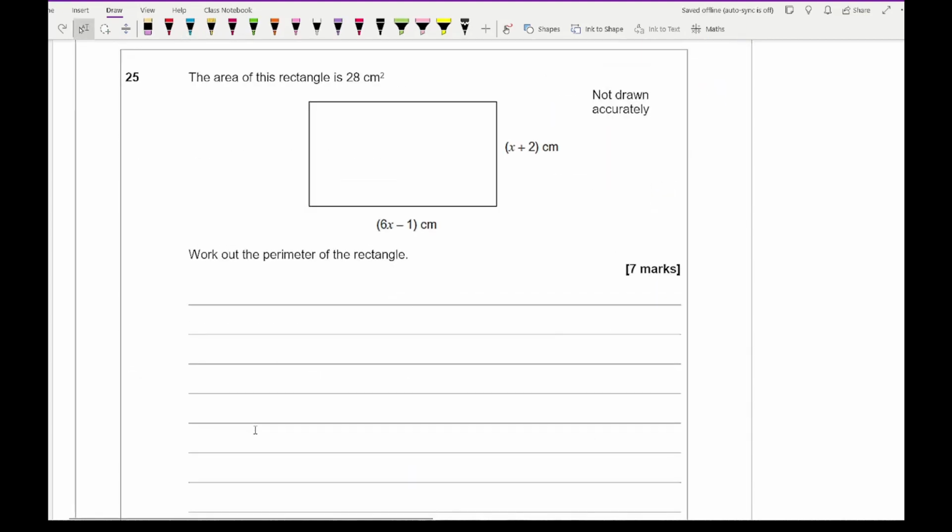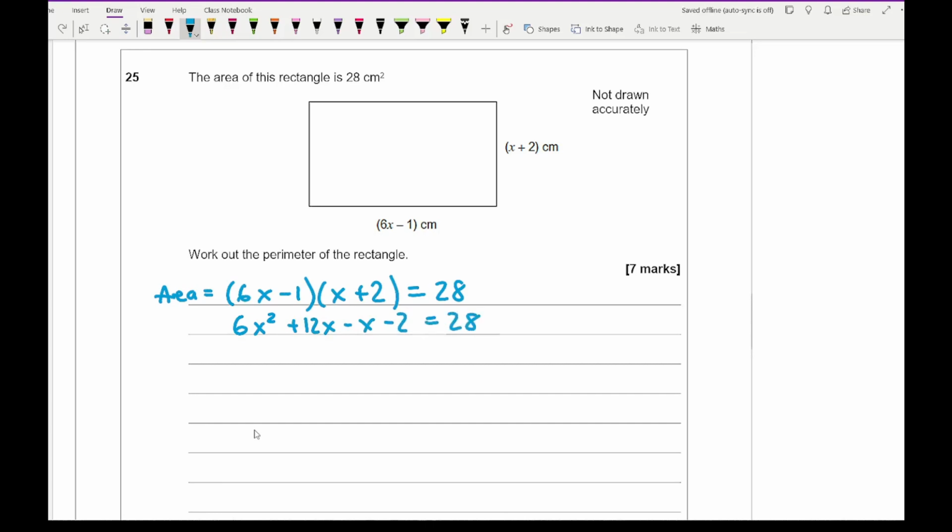Then moving on to question 25, it says the area of a rectangle is 28 square centimeters. Work out the perimeter of the rectangle. Well, in order to work out the perimeter, we need to work out what x is. So here the area is equal to (6x minus 1) multiplied by (x plus 2), and we know that that is equal to 28. So if I expand the brackets out, I get 6x squared plus 12x minus x minus 2 equals 28. So that's 6x squared plus 11x minus 2 equals 28.